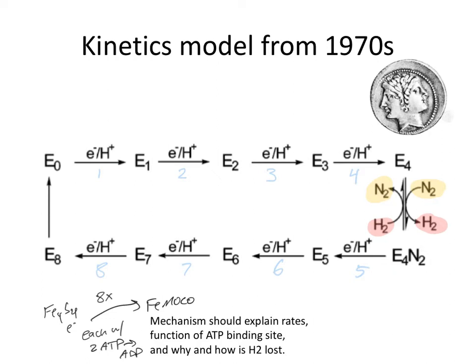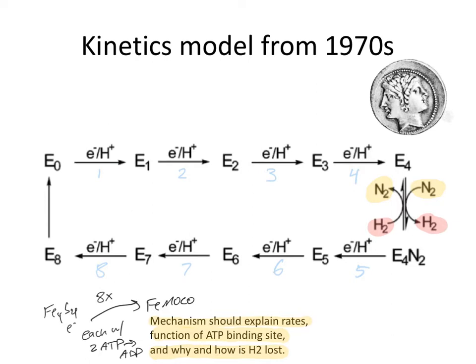So this kinetic model accounts for the rates and the chemical steps required, but a detailed model that explains the structure and the mechanism took quite a bit longer, almost 30 or 40 years longer. So the exact details of the process are still not known with certainty, but a model has been proposed that is consistent with all of the observed experimental data. So our goal is to explain the function of the ATP binding site in the iron protein and explain why and how dihydrogen is lost obligatorily during this mechanism.